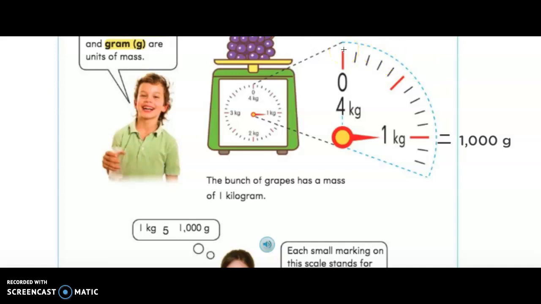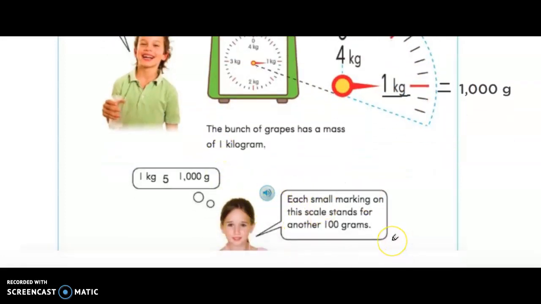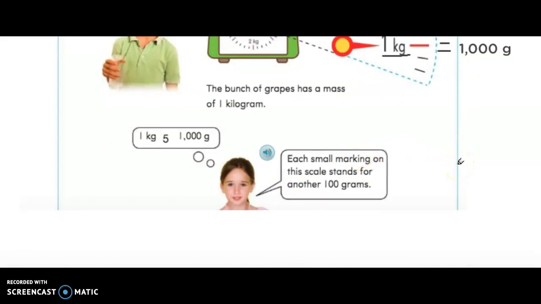So these are increasing by hundreds. So our first line is equal to 100. Then we have 200, 300, 400. And then this first red line is 500. And then if we keep going, we will get to 1,000 if we did it correctly. So 600, 700, 800, 900, 1,000, or the same as 1 kilogram. Okay, so again, she's just explaining that each small marking on this scale stands for another 100 grams.